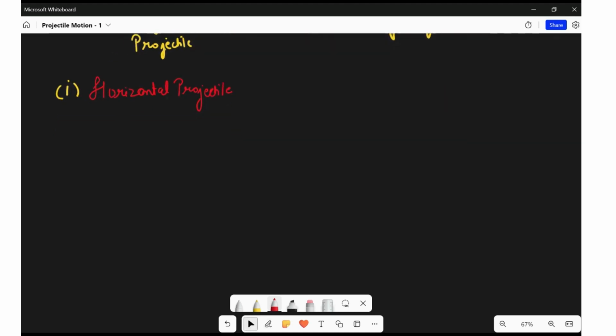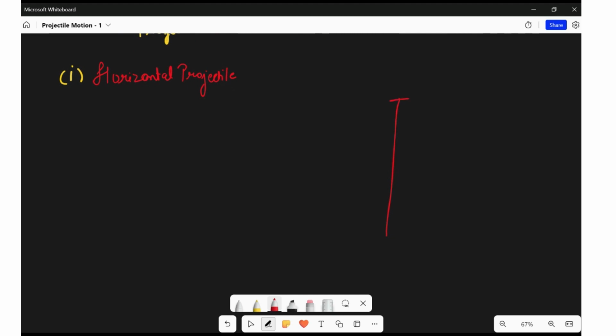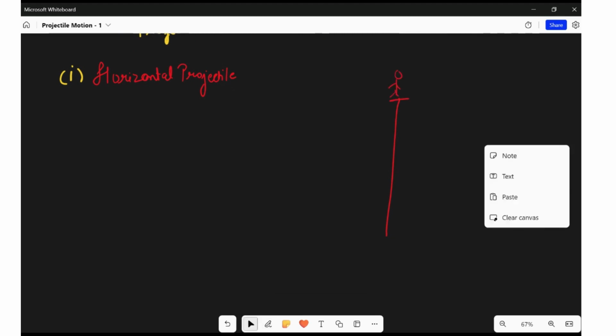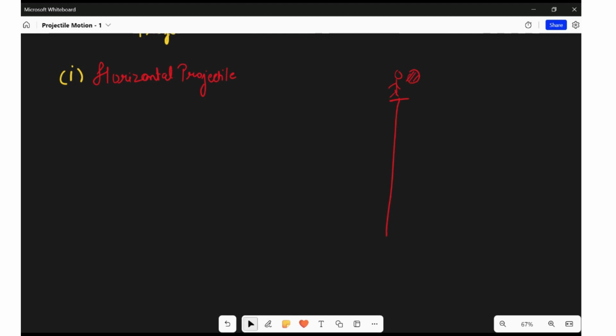Now, horizontal projectile is nothing but suppose someone is standing on a cliff, a man is standing on a cliff, and he throws a ball maybe from this height edge down. So, this entire thing is a horizontal projectile. He's just throwing it down at a certain angle. There's some angle theta. All right. So suppose this is at an angle of theta.